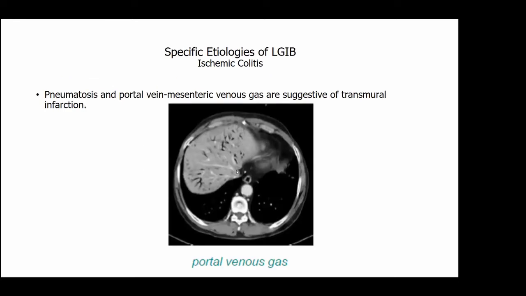Pneumatosis and portal vein mesenteric venous gas are suggestive of transmural infarction. So here you can see the liver, and here you can see air in these vascular structures. And this is portal venous gas, and this is really bad. And you know that this is air in vascular structures because they extend to the periphery of the liver. Intrahepatic bile duct dilation is generally more central.